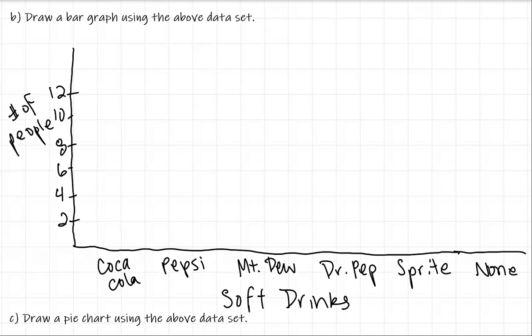So now we just draw our cute little rectangles. Coca-Cola up to 9, so there. A little bit lower, but who cares? For the example, you should care when you do your assignment. Pepsi up to 10.